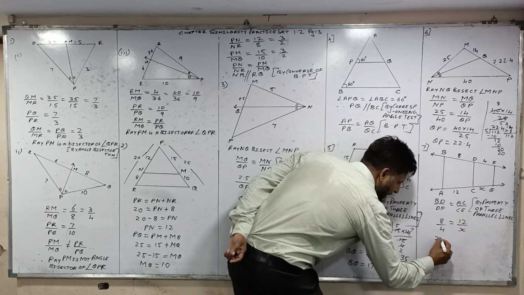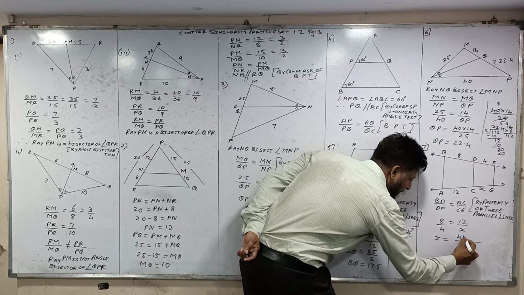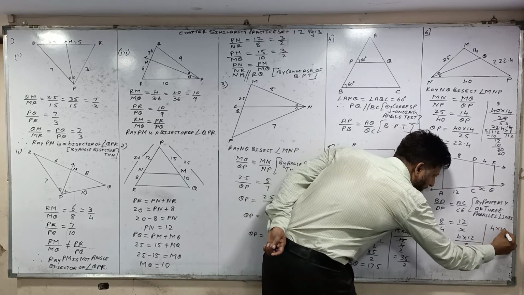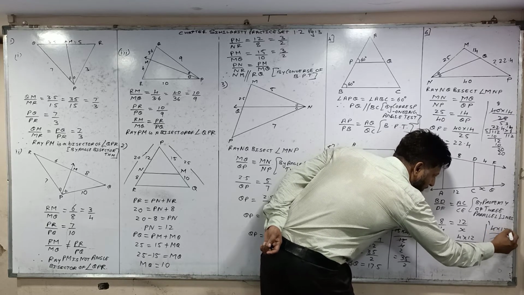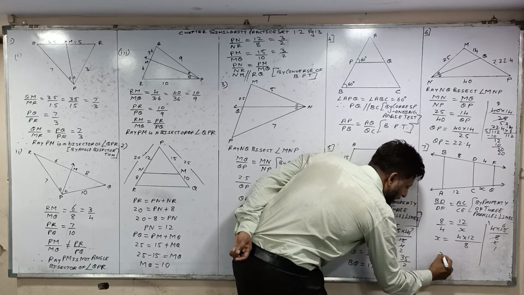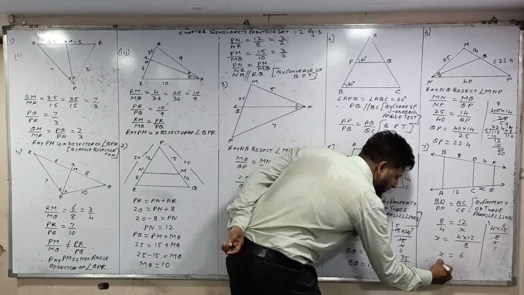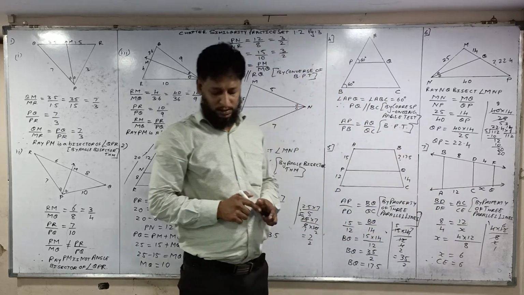Cross multiply: X is equal to 4 multiplied by 12 upon 8. Again do the cancellation in rough work. 4 multiplied by 12 upon 8: 4 1s are 4, 4 2s are 8, 2 6s are 12. So the value of X is 6. Therefore CE is equal to 6.